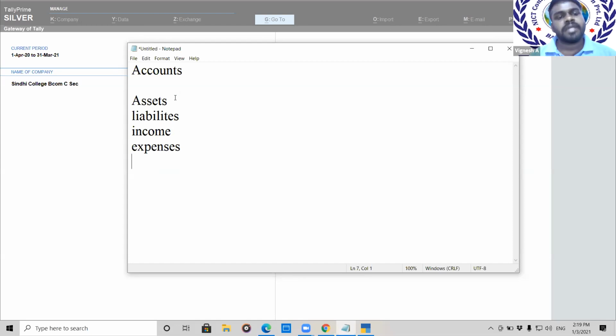Let us understand what assets means. Whatever your company's belongings are, that is your assets. If you own a pen, a computer, a table, chair, building, land, everything is your assets. Your cash, your purchases, everything is your assets. That is your assets.